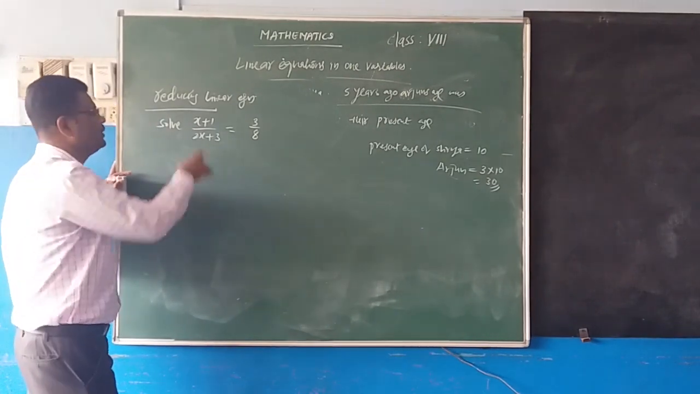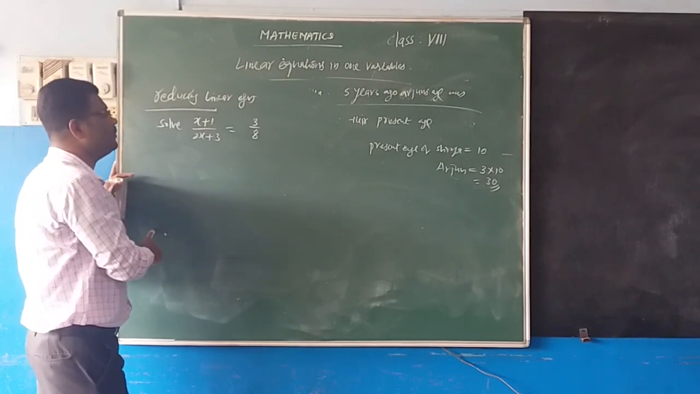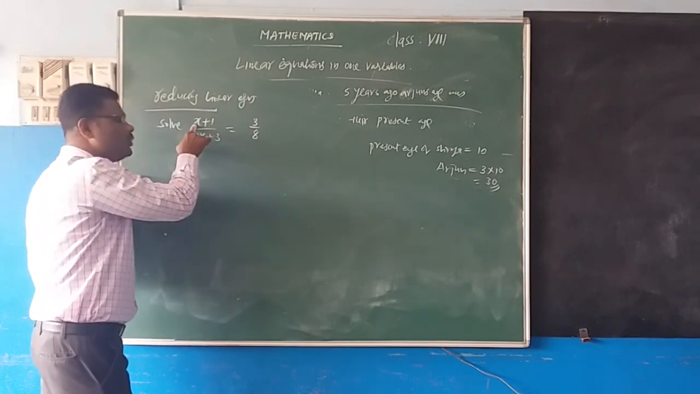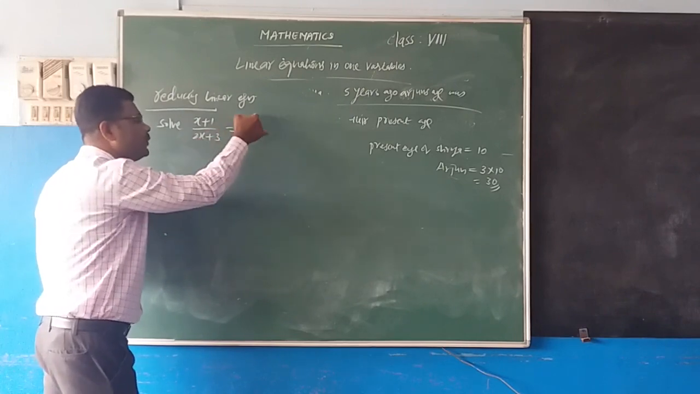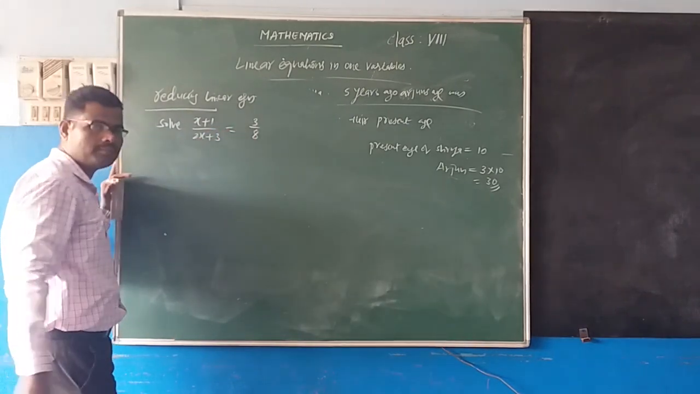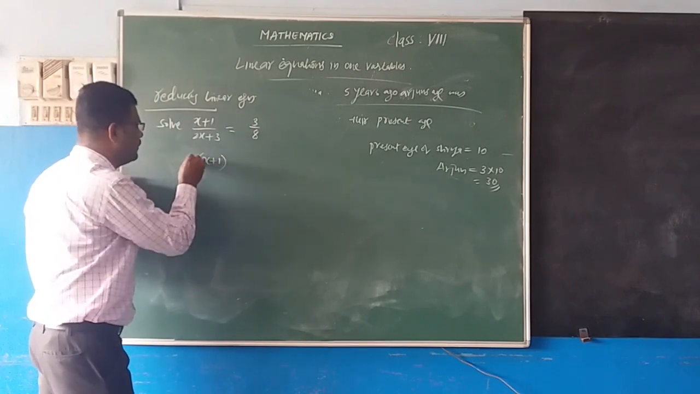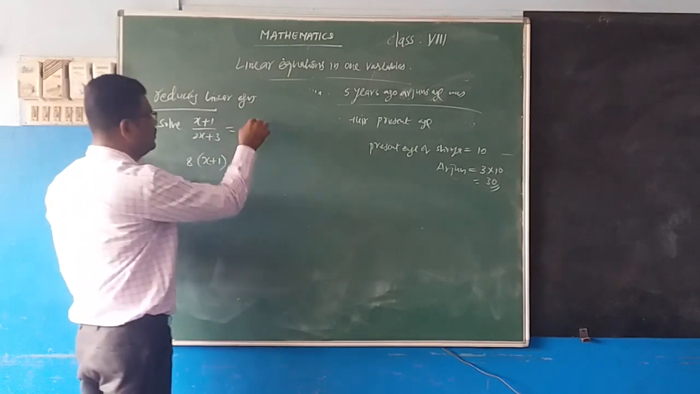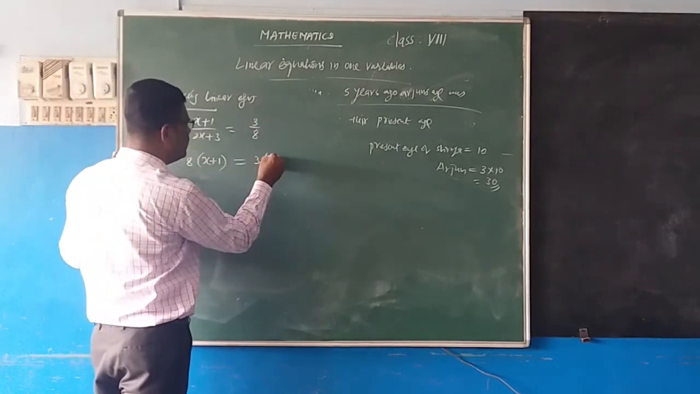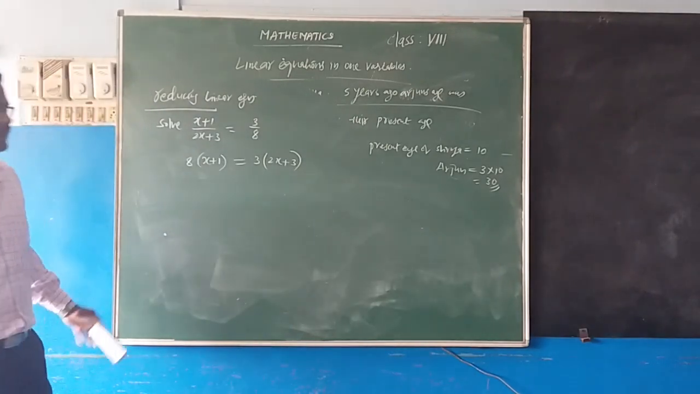Very easy. So LHS and RHS, cross multiplication. What do you mean by cross multiplication? Numerator into denominator, denominator into numerator are always equal. That is, for x plus 1 you need to multiply 8. That is always equal to, for 3 you need to multiply 2x plus 3. Very important concept, very important.